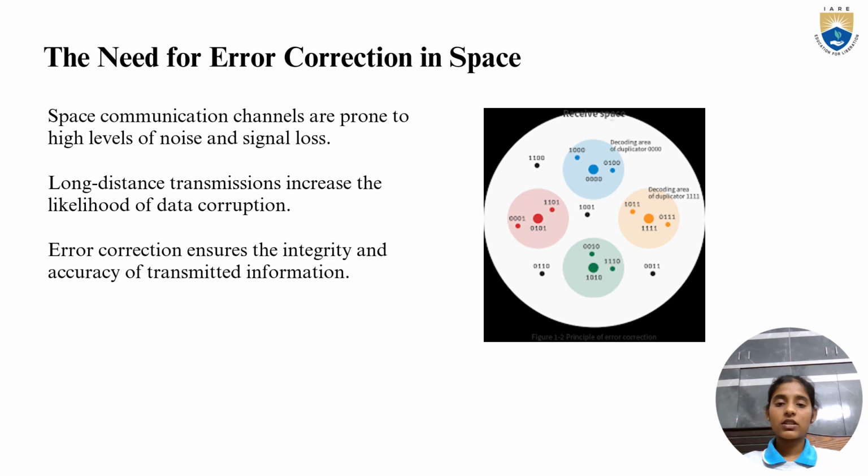Some challenges in space communication are signal attenuation. Signals weaken with distance, making them susceptible to noise and interference. Cosmic radiation, solar flares, and other sources of noise can corrupt data. Radiation can cause bit flips, errors, and even permanent damage to electronics. Hardware failures or software bugs can lead to data corruption.